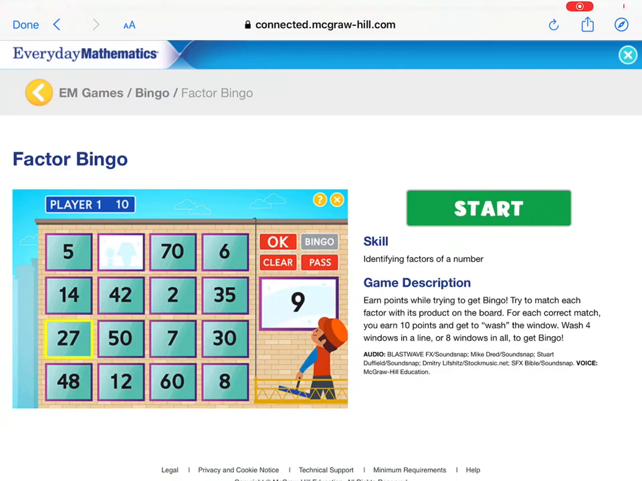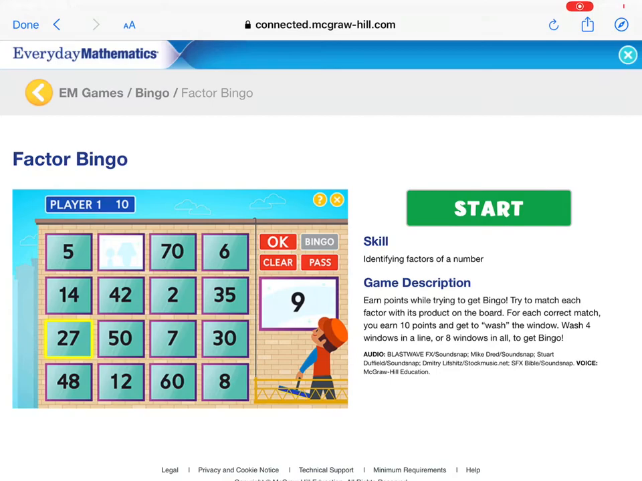Now when you hit start, you're going to be identifying factors of a number. You're going to match each factor with its product on the board. And for each correct match, you earn 10 points and get to wash a window. If you wash 4 windows in a line, or 8 windows in all, you get bingo.